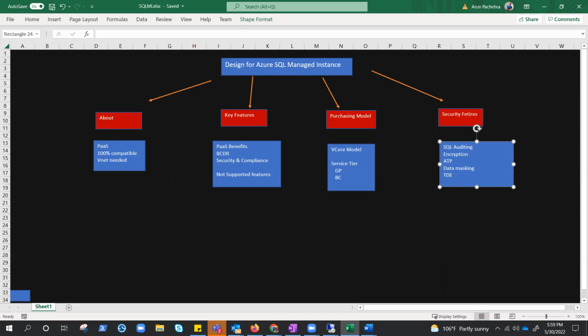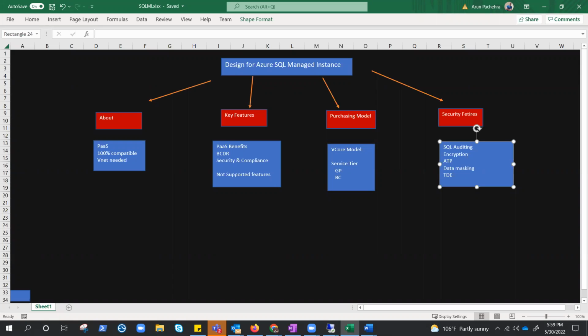Now, ATP is Advanced Threat Protection. ATP complements auditing by providing an additional layer of security intelligence built into the service that detects unusual and potentially harmful attempts to access or exploit databases. You are alerted about suspicious activities, potential vulnerabilities, and SQL injection attacks, as well as anomalous database access patterns. ATP alerts can be viewed from Defender for Cloud. They provide details of suspicious activity and recommend actions on how to investigate and mitigate the threat.